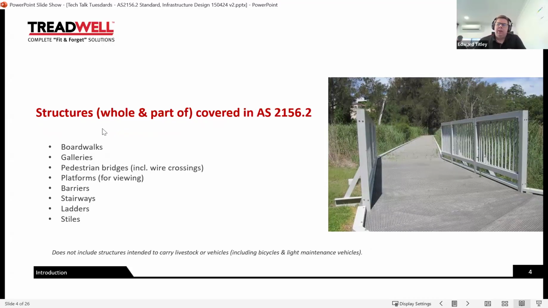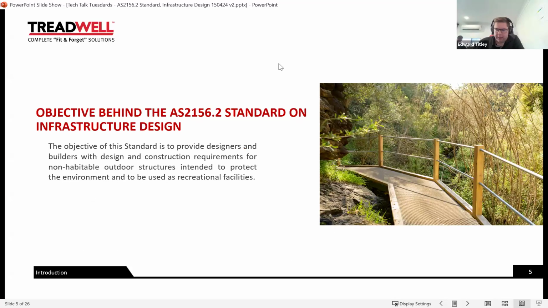Now, it's important to note what's not included in this: structures to carry livestock or vehicles, including light maintenance vehicles, bicycles, and that sort of thing. They are not part of the scope of AS 2156.2. The objective of the standard, as per AS 2156.2, is to provide designers and builders with design and construction requirements for non-habitable outdoor structures intended to protect the environment and to be used as recreational facilities.